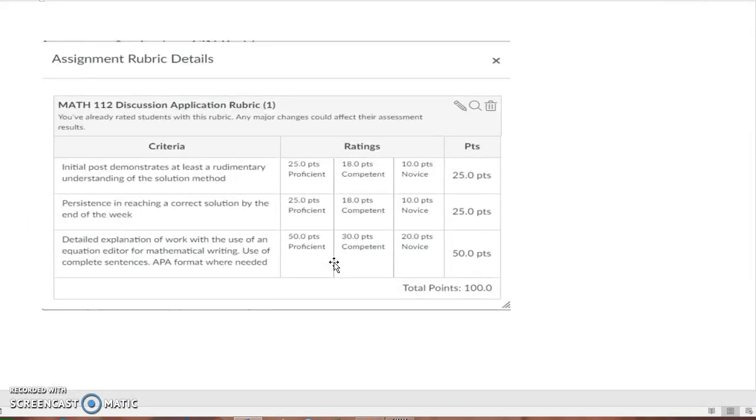Finally, as we always do, let's talk about the rubric. 3 criteria. 1, a very solid post right up front. If there's any work that needs to be cleaned up, I will let you know within a day. Please make sure that you take a look at my feedback and repost your discussion as necessary. And then finally, make sure you're using an equation editor to submit your work. Have a great week, and I look forward to seeing both the computational and the graphical work here.